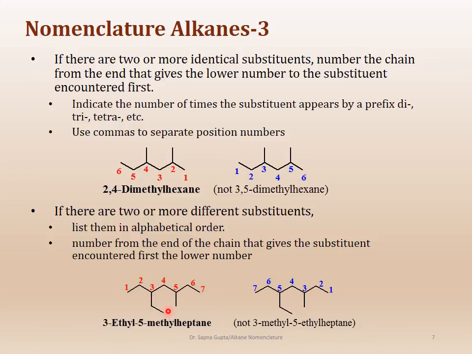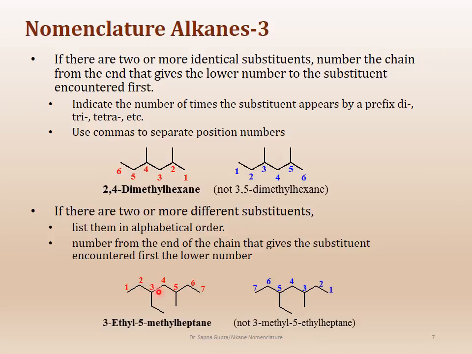Now, you have to figure out where to start numbering from. Is it the left or the right? So you look at the substituents. Where is it coming out first? 1, 2, 3, and you have an ethyl. 1, 2, 3, and you have a methyl, all right? So what you will do is choose the ethyl first because it comes first alphabetically. So in this case, the third carbon is where the substituent is.